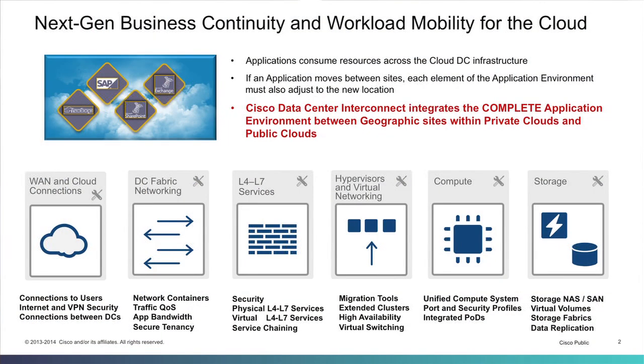Pleasure to be here. Thank you so much. What we'll be talking about today is business continuity and workload mobility, the next generation of it. A set of applications, as we know, consume a wide range of resources across a private cloud or a public cloud. Those resources include wide area connections, data center fabrics, L4 through L7 services, hypervisors and virtual switching, and obviously compute and storage stacks. Now, if we want to move an application that's consuming all those resources from one data center to another data center that's maybe 70 kilometers away, it impacts each element of this application environment.